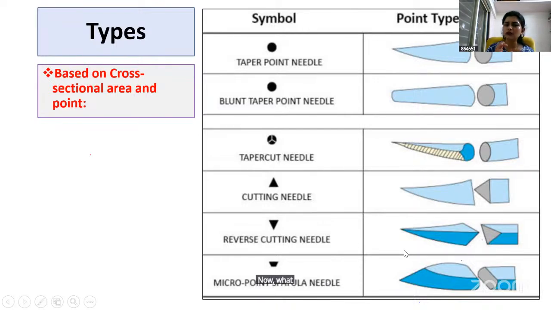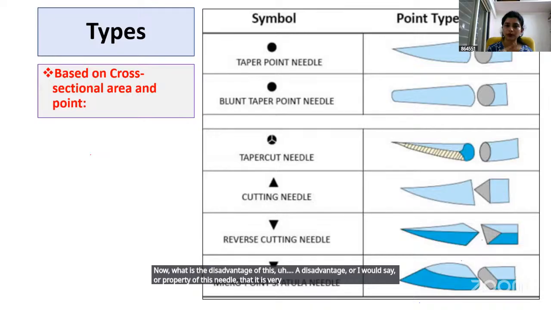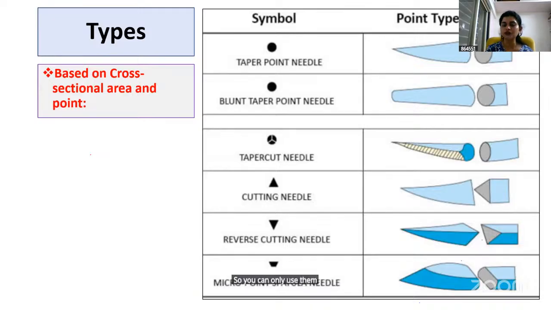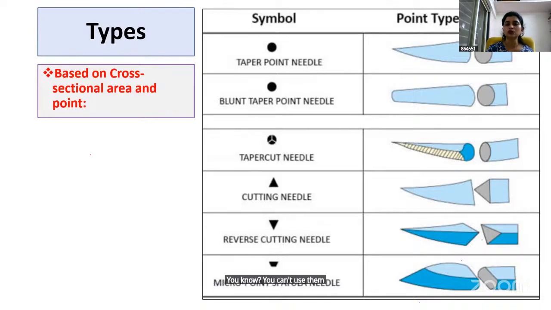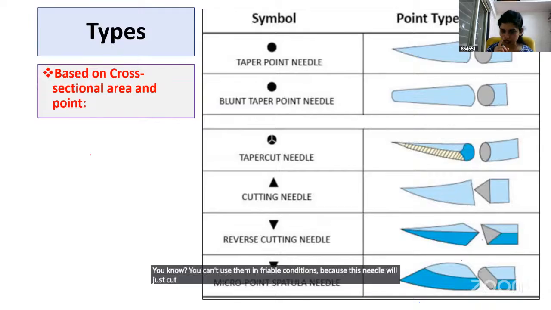Now, what is the disadvantage of this? A disadvantage, or I would say a property of this needle, is that it is very, very sharp. So you can only use this kind of needle in tissues which are very stiff, very tenacious. You can't use them in friable thin tissues because this needle will just cut and tear that particular tissue.